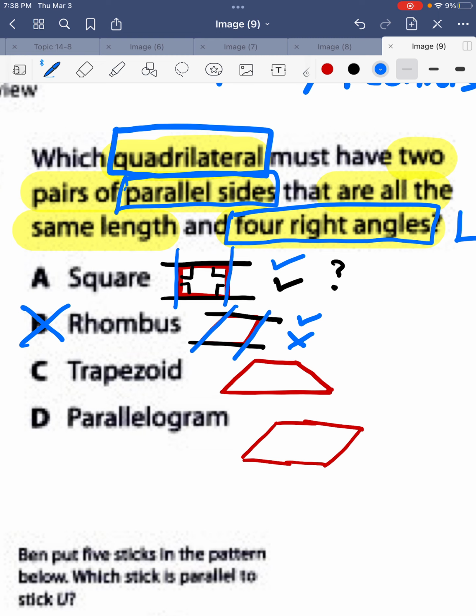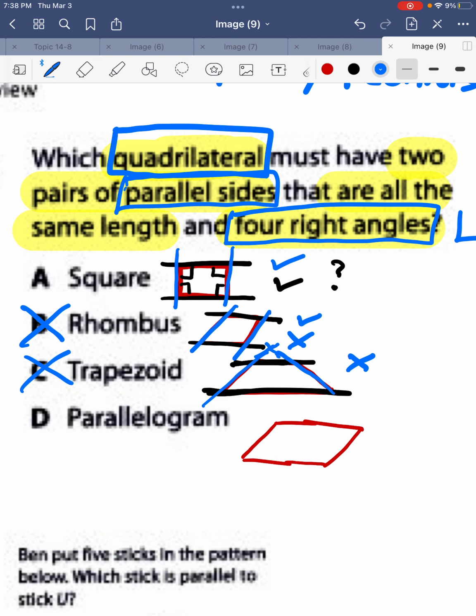Okay. Next is trapezoid. For trapezoid, this top is parallel to the bottom. Okay. But this side is not parallel to this side. Eventually, they will cross. Okay. So for sure, trapezoid does not have 2 pairs of parallel sides. I'm going to put an X. So I know for a fact that cannot be my answer.